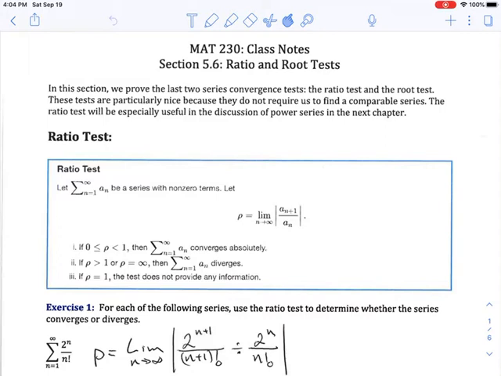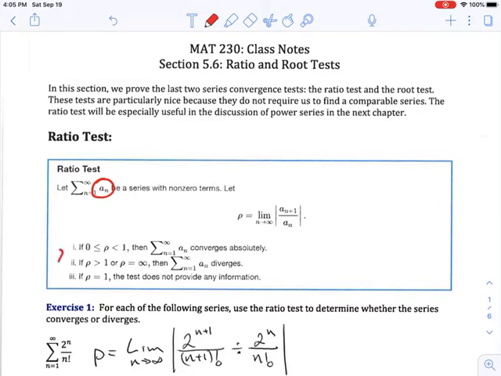So the ratio test says that for a series with non-zero terms, let rho be equal to the limit as n approaches infinity of the absolute value of a sub n plus 1 divided by a sub n. So a sub n, of course, is that, and a sub n plus 1 simply means that for every n, we add 1 to it. So you'll see in the examples how that works.